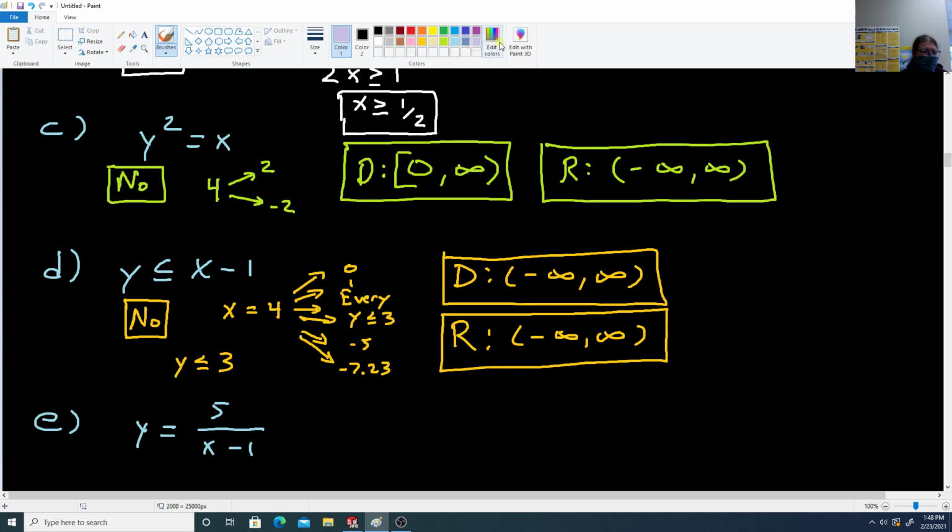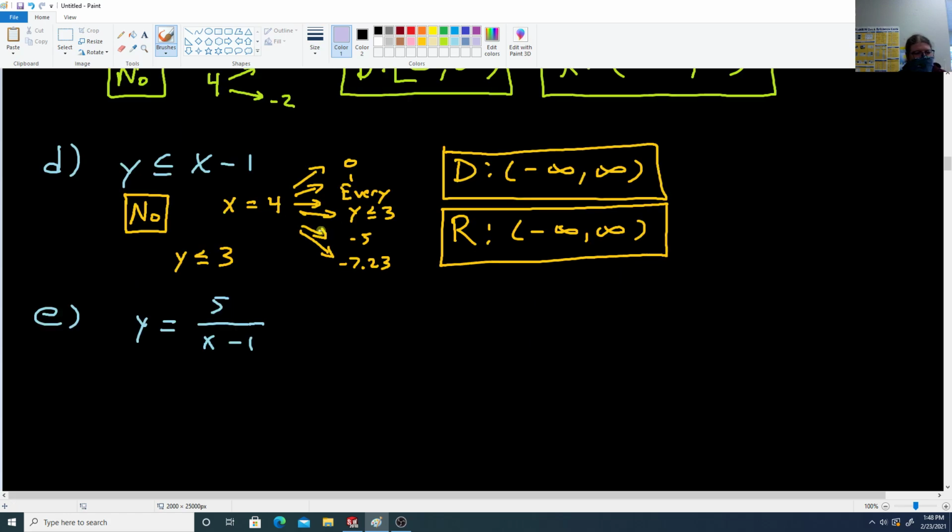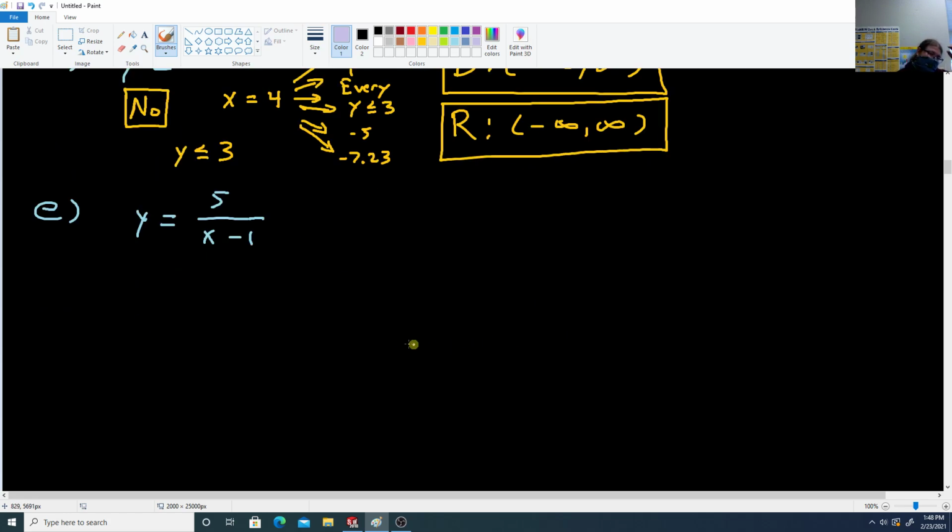Then the last one we're going to look at of these parts is this one here. If I input an x, I subtract 1, there's one way to do that, and then I get 5 divided by the result, and there's one way to do that. So this one is a function again. For the domain, as long as I don't get division by 0, everything is going to work out. So x equals 1 causes division by 0, and I just need to skip 1 in my domain.